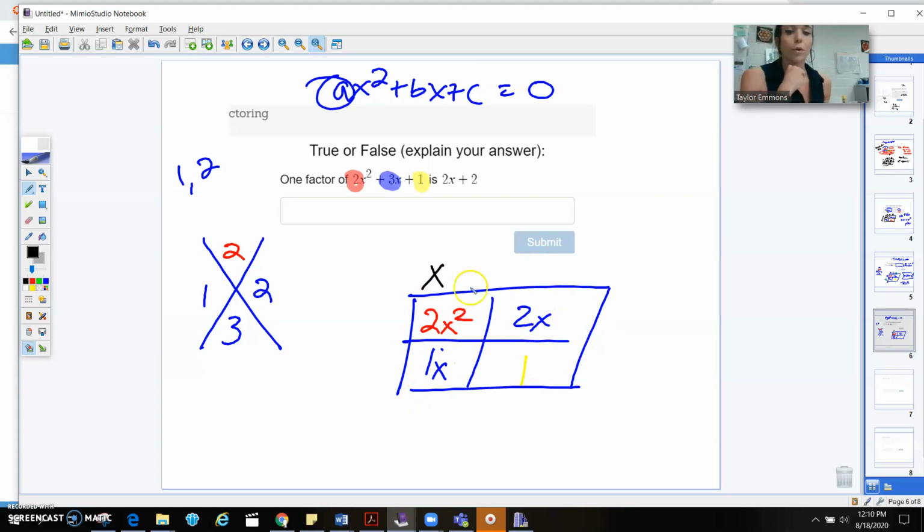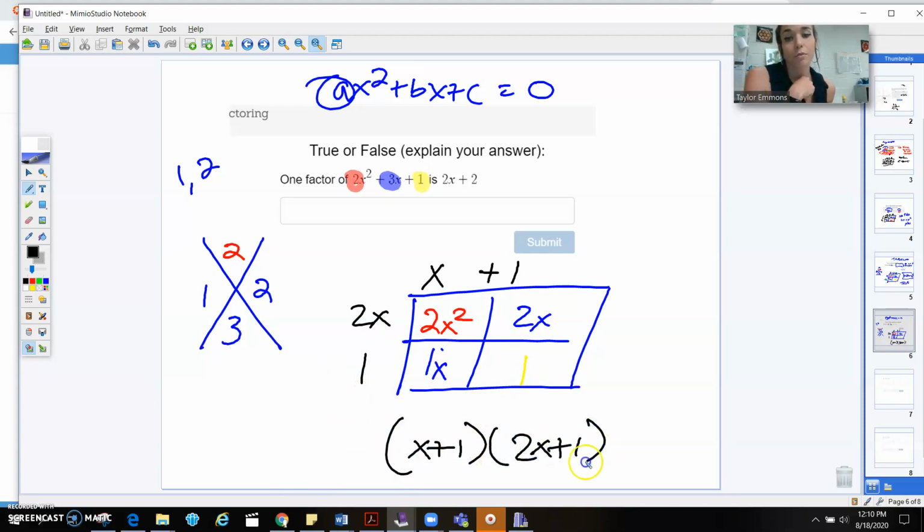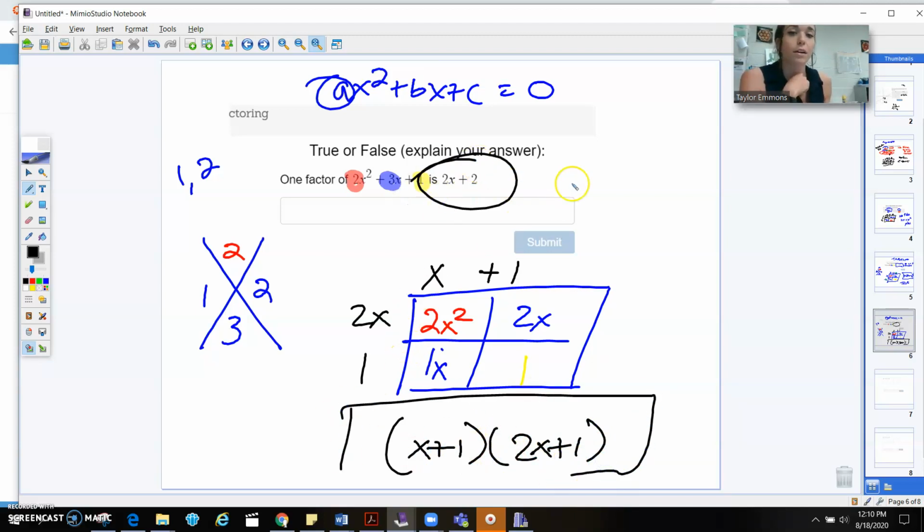From this column, we're going to pull out a 1 because the only factors of 2 is 2 and 1, and the factors of 1 is 1. From this row, we're going to pull out 2x. From this row, we're going to pull out a 1. So our factors are going to be x plus 1 and 2x plus 1. Are either of these the same thing as what's written up here?